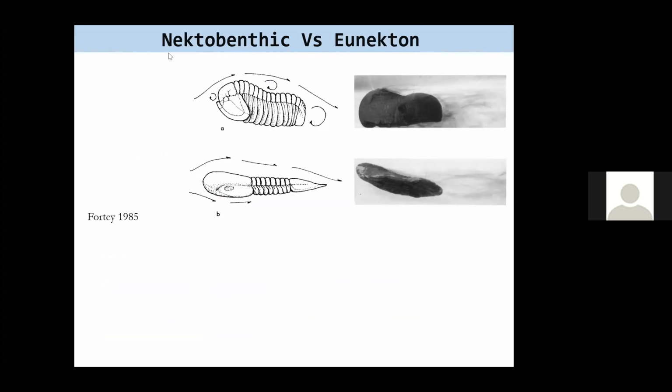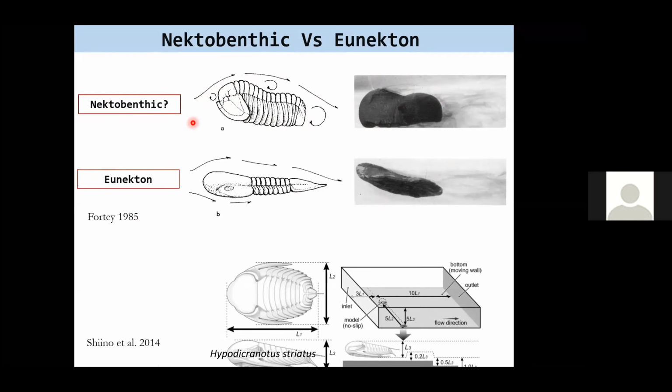So, well, Fortey in 1985 showed the first analysis of fluid dynamics in a couple of trilobites, and for him, those very well streamlined trilobites were the best adapted for swimming, of course, so no problem. But he didn't really talk about any transition or how swimming began in trilobites. So we can say that these well streamlined trilobites are eunektonic, while these not so well streamlined trilobites were nektobenthic, maybe. We will see.